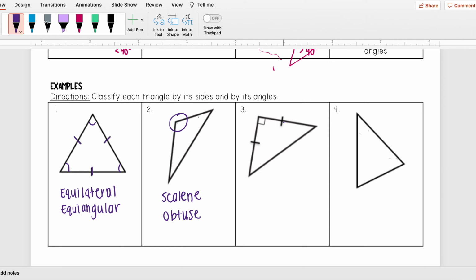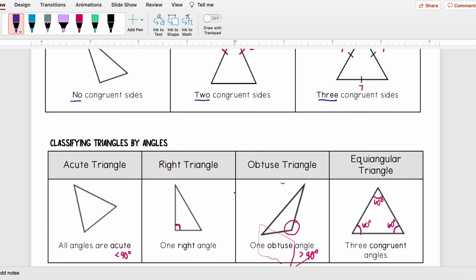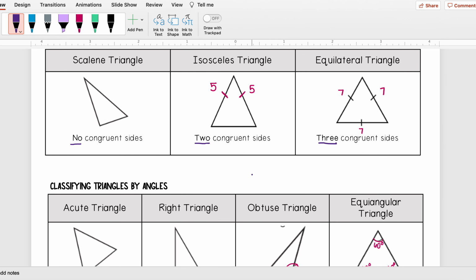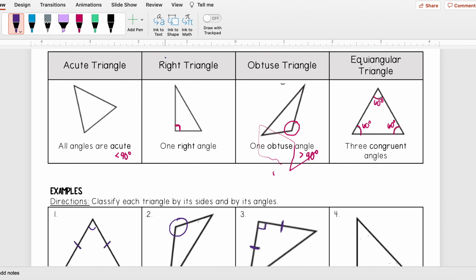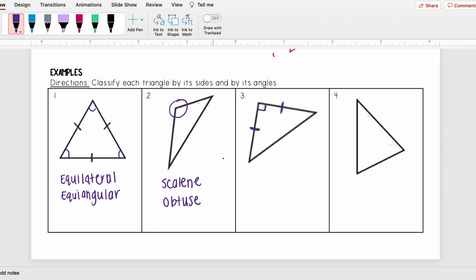Looking at number 3, I'm going to first classify it by its sides. I see I do have some tick marks here. I have 2 of them. And so when I have 2 congruent sides, that's going to be an isosceles triangle. And then I also notice that I have a right angle. And so that means it's going to be a right isosceles.